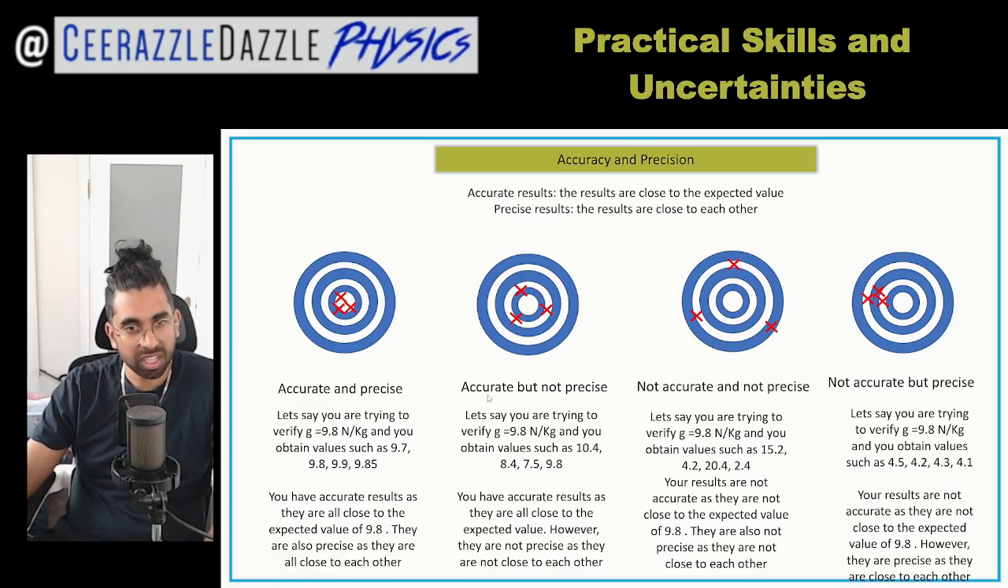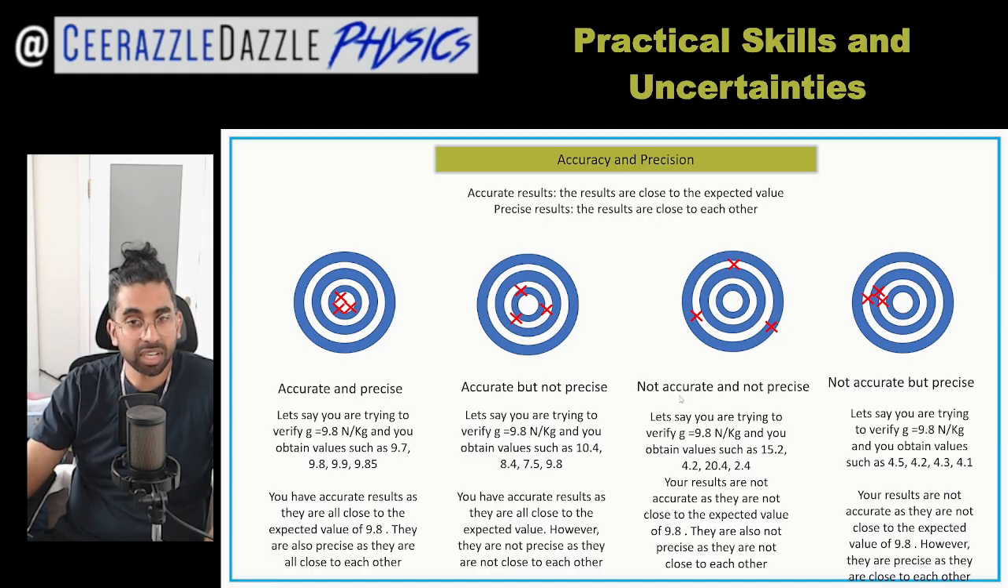Right, what about this one? This one is going to be accurate but not precise. So let's say, for example, you know gravity is going to be 9.8. You've got 10.4, 8.4, 7.5, 9.8. Right, so these are accurate results. They're close to the expected value, but they're not precise because they're not close to each other.